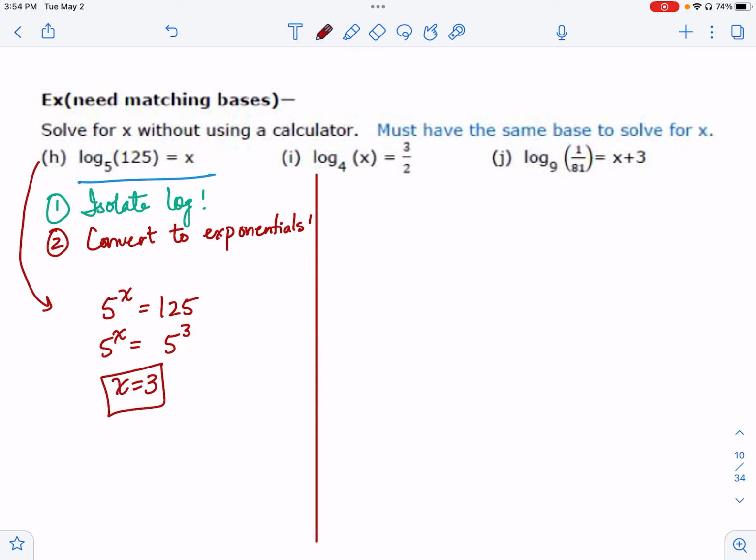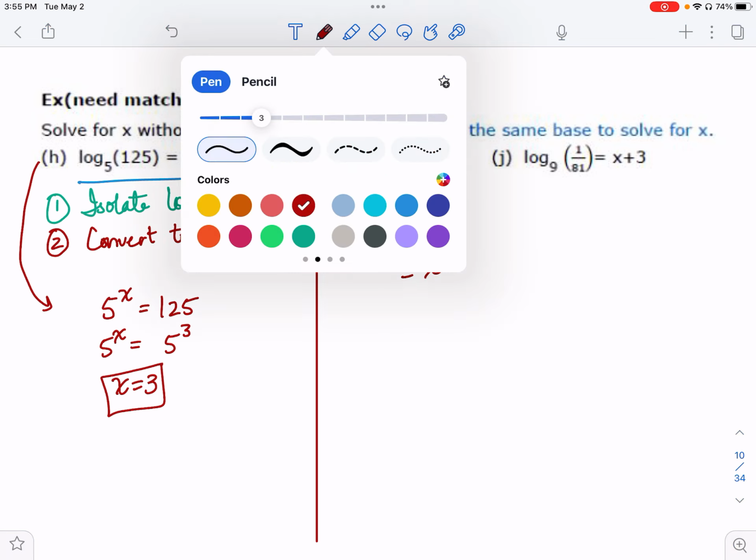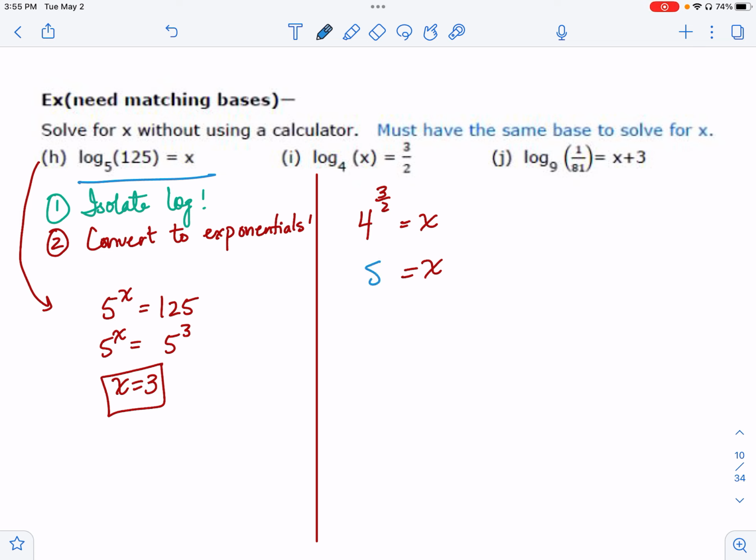Number two, isolation's already been done, so let's convert it. 4 to the power of 3 halves must equal x. That's non-calculator. And what's the value of 4 to the power of 3 halves? That would be 8. How did that happen? Here are two ways. Now you have 4 to the 3 halves. You could isolate the powers as power of power. Half times 3 is still 3 halves, so I've just written it differently.